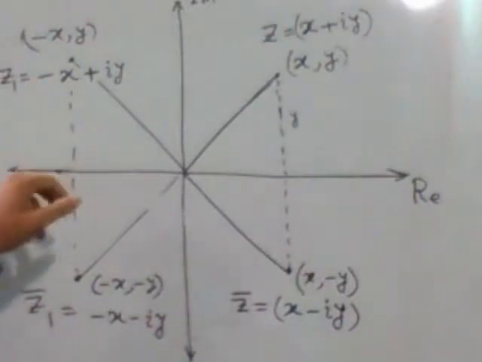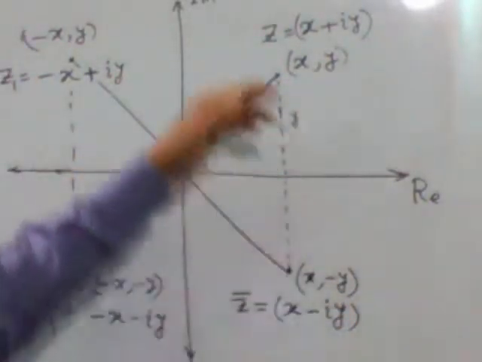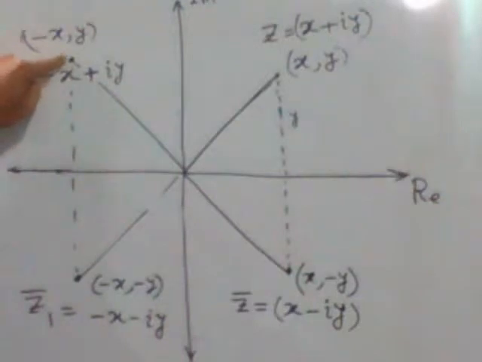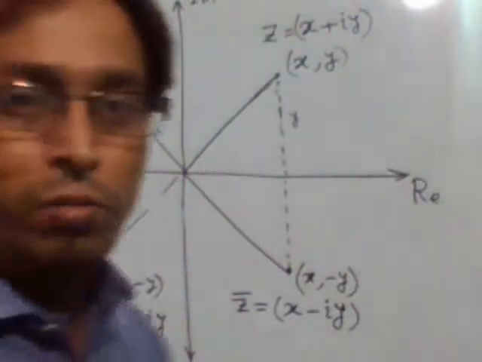So this is the relation. If this is x comma y, this will be x comma minus y, which is the conjugate of this number. Similarly, z1 is a point in the third quadrant and its conjugate is z1 bar, which is minus x comma minus iy. Similarly, if we take a point here, its image will be on the other side. So this is the first representation of a complex number.